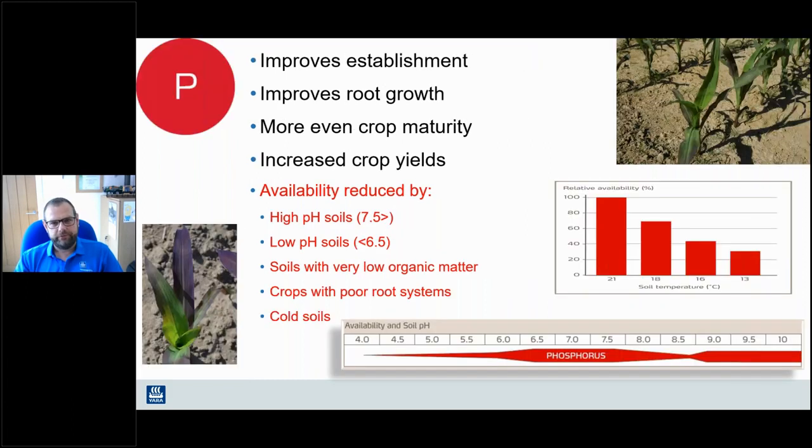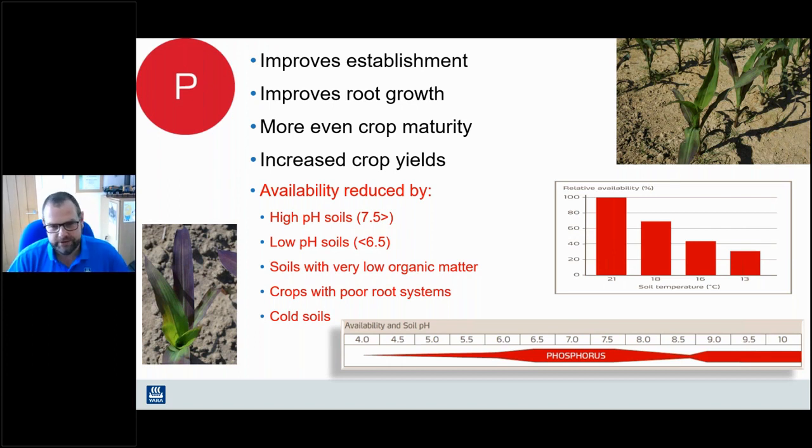When it comes to phosphate, again, you can see it here, what it looks like. We've all seen this, stunted, purple, horrible looking maize crops. Often when we've had cold, wet soils, we then get some nice sunny days and the maize crop can go from shin high to knee high in 48 hours. So the soil conditions have a massive impact on phosphate availability.